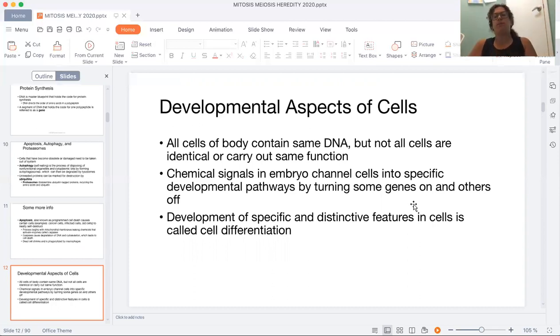And then there are chemical signals that we receive in utero as an embryo that help turn specific developmental pathways, which help turn genes on and turn genes off.